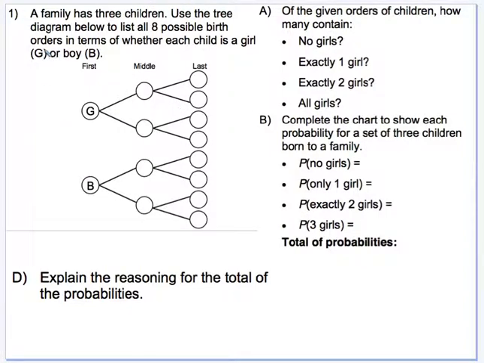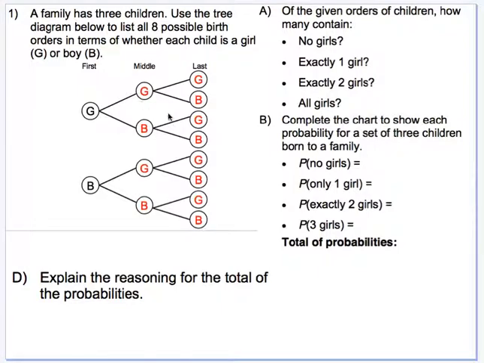All right, so for problem number 1, we have a family that has 3 children, and we use the tree diagram below to list all 8 possible birth orders in terms of whether each child is a boy or a girl. For the first kid, their options are they can have a girl or a boy. Not too complicated there. For their second kid, if they have a girl, they can have another girl, or they can have a boy. Again, still very simple. If they have a boy first, then for the second kid, they can have either a girl or a boy. And then for the third child, they can again have either a girl or a boy, for each branch.